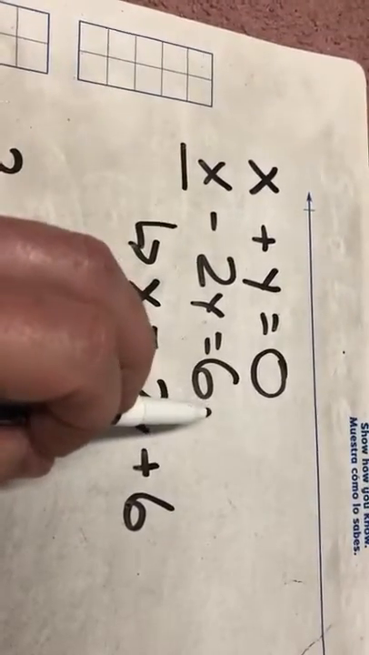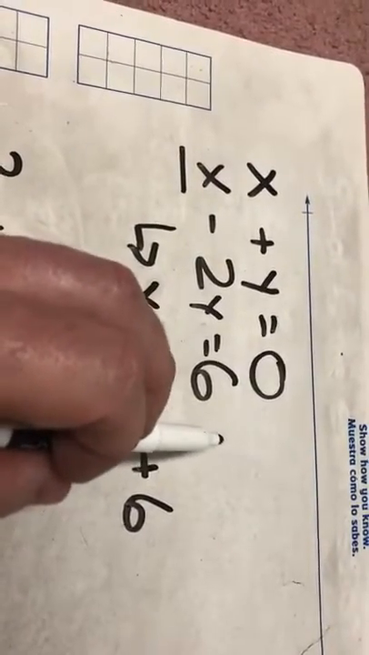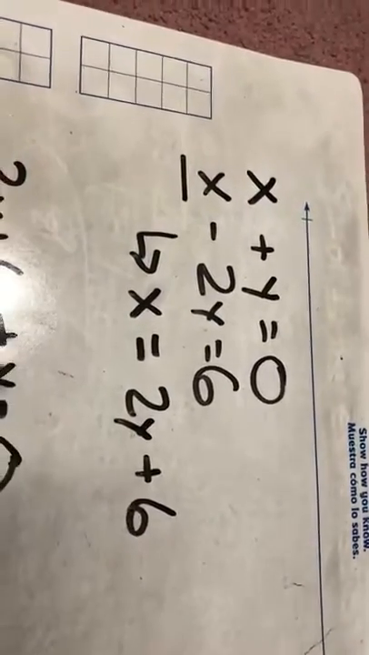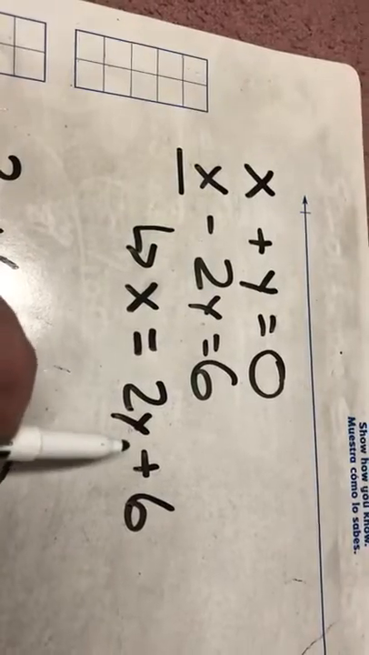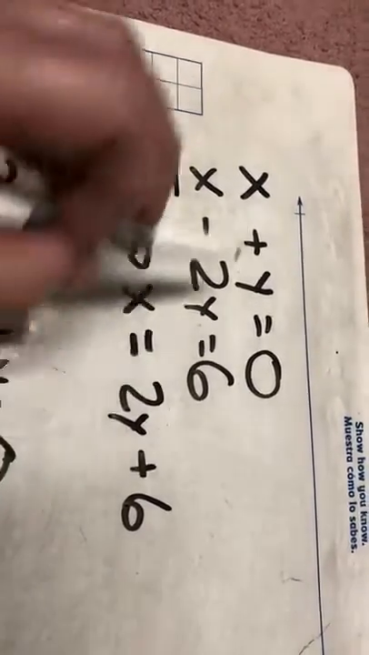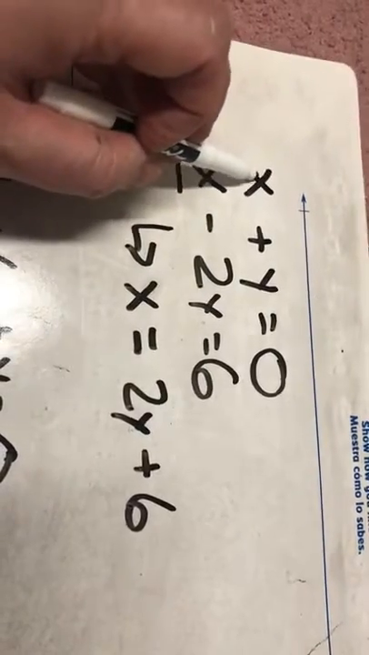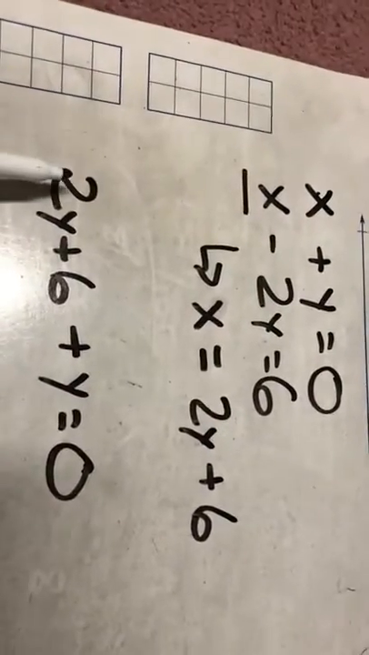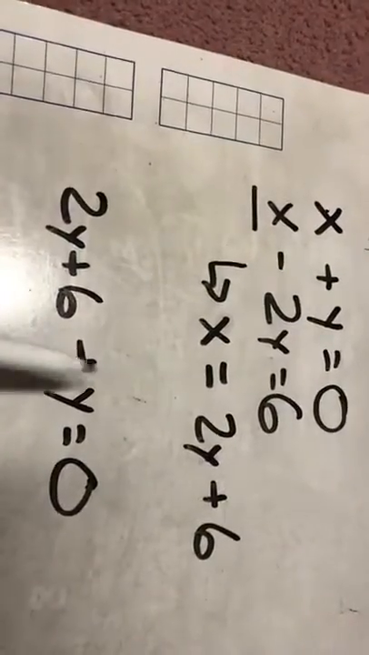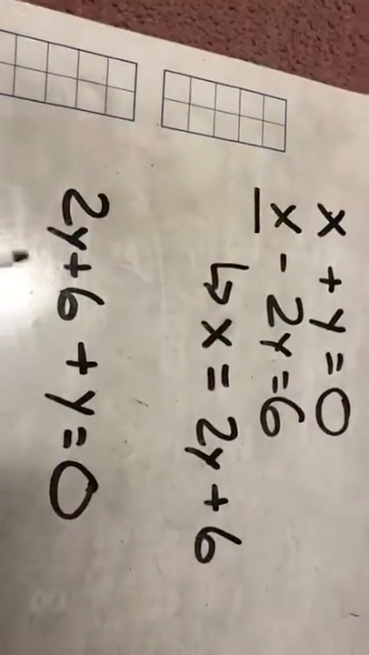I brought the negative 2y over here. That made it a positive 2y. That leaves me with x equals 2y plus 6. Since x equals 2y plus 6, I plug in 2y plus 6 for this x right here. That leaves me then with 2y plus 6 plus y equals 0.